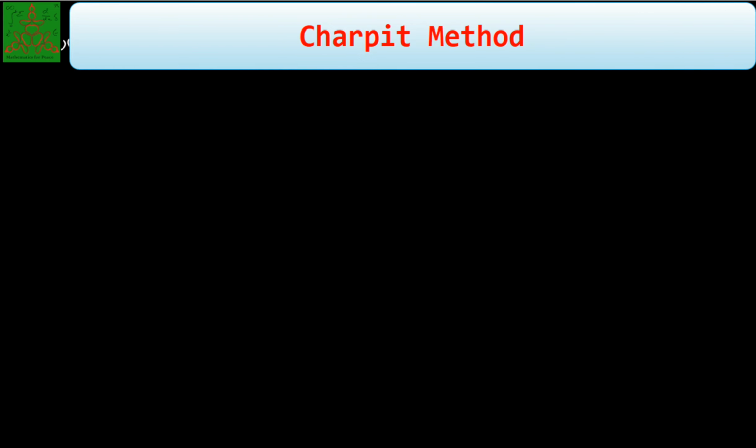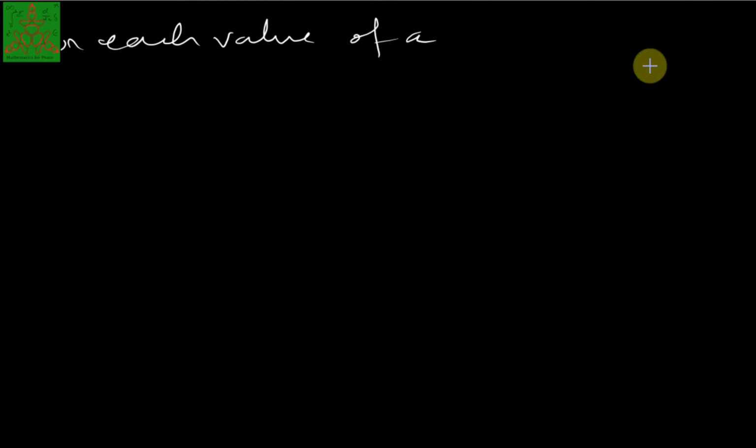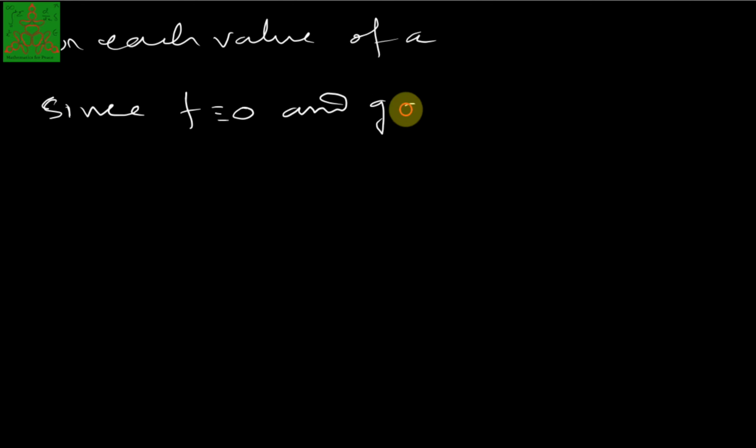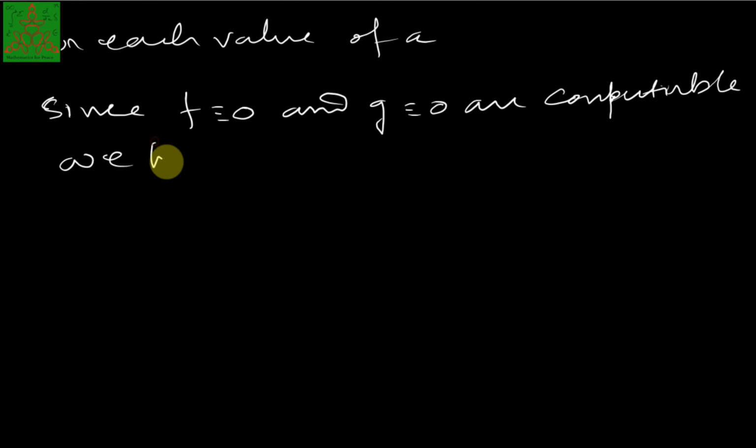And what does it mean for a differential equation to be compatible? We have discussed that in my previous video. A link for that video is given in the i button. You can just go and check it. Since f equal to 0 and g equal to 0 are compatible, we have the bracket of f, g equal to 0.